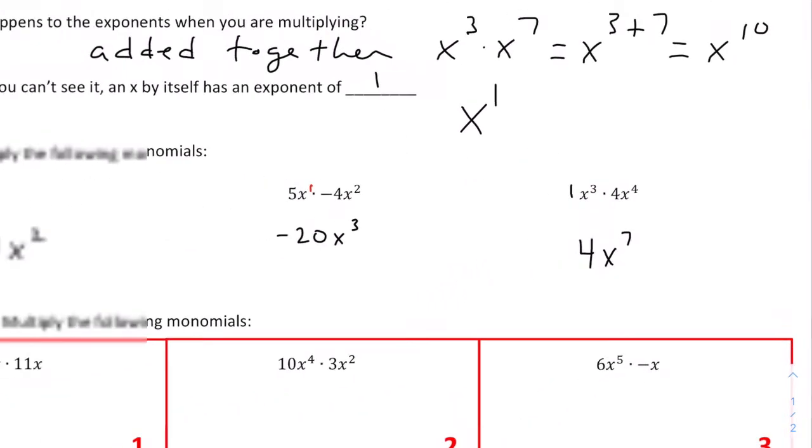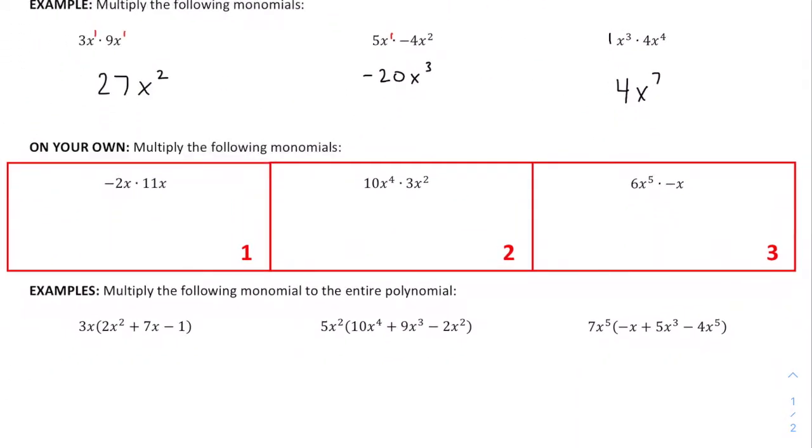All right, your turn. You got 3 of them to do there. And remember, the red boxes with the numbers means you're going to be entering these in Schoology. And when you are done with those, turn the video back on, and we'll go over multiplying something a little bit more complex.